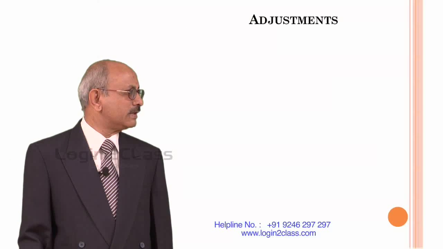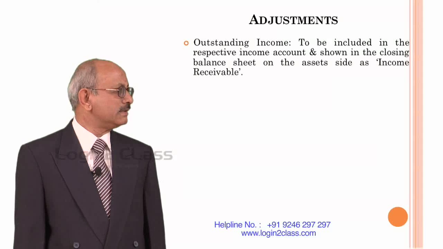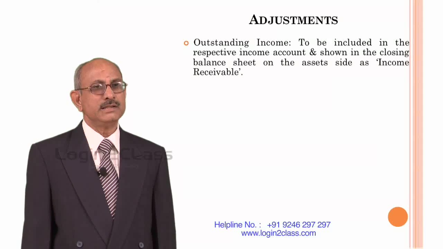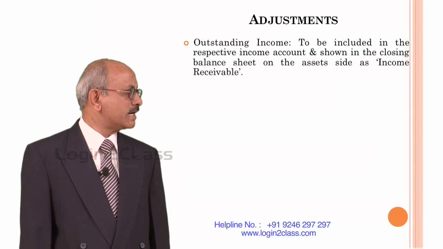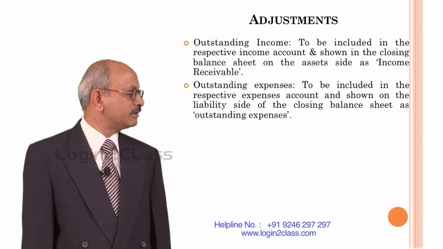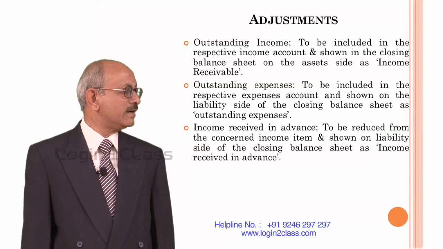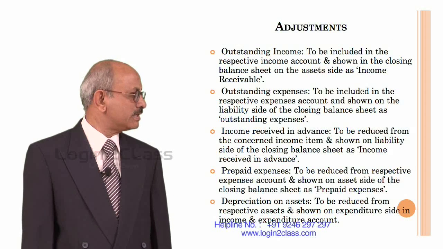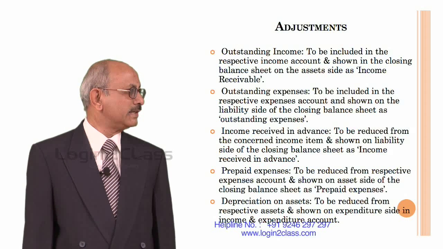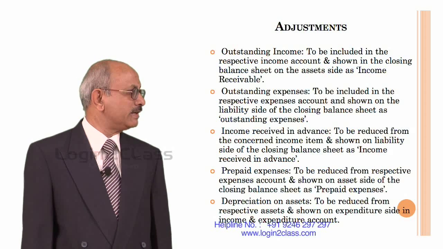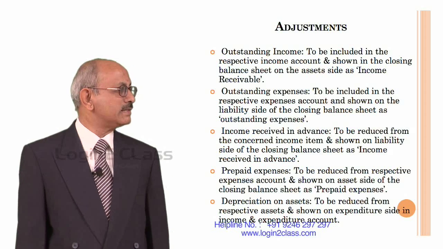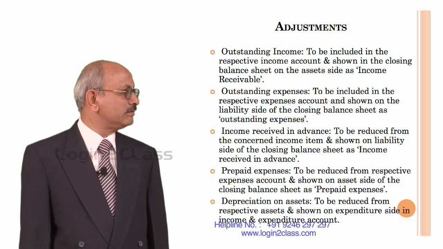Now, we will talk of some of the adjustments which are needed to be made in the books of the non-trading organization. So, they are in terms of outstanding income, in terms of outstanding expenses, income received in advance, similarly prepaid expense and depreciation on assets. In the case of outstanding income, it should be included in the respective income account shown in the closing balance sheet on the asset side as income receivable.